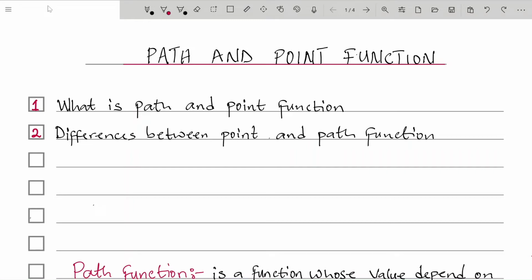In today's class we are going to be talking about what is path and point function, and the differences between point and path function.